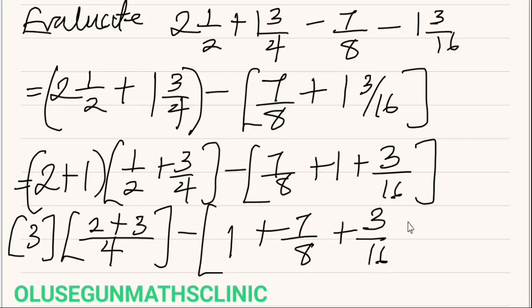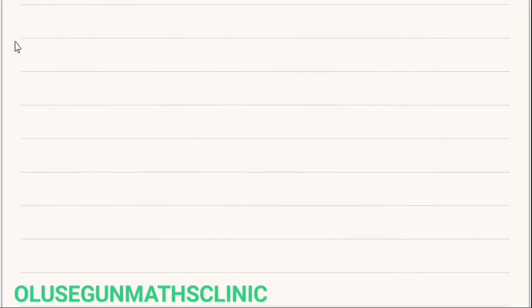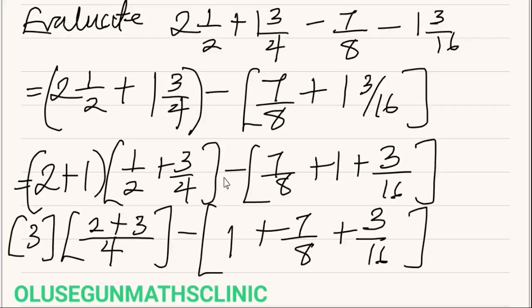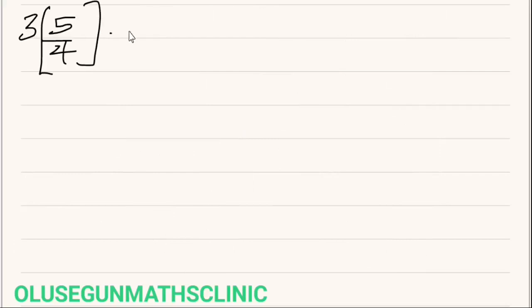3 over 16. So what I'm just trying to do, I am able to visualize that 8 and 16 might be easy for me to add. That is why I'm splitting it and the way I did this. So therefore, this will now be 3 onto 5 over 4 minus. So let's continue solving this. It will be 3 onto, that is 5 over 4. We have 5 over 4 now minus 1 plus, so 16 is the LCM.